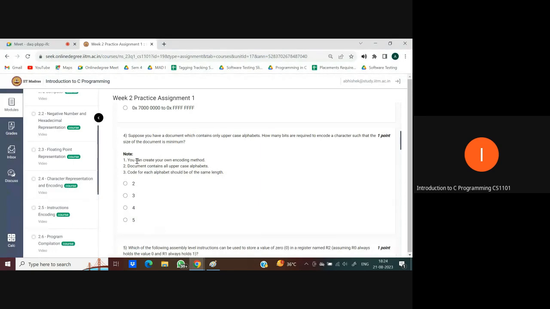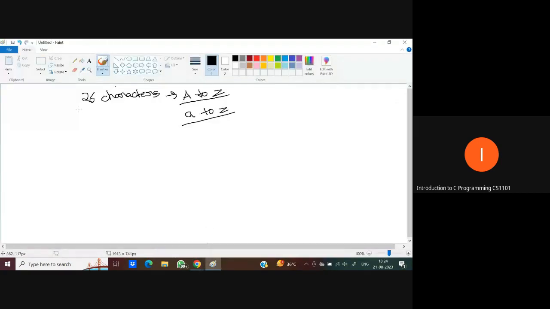Now, we are also given some notes here. You can create your own encoding method. The document contains all uppercase alphabets; this is already given in the question statement. The code for each alphabet should be of the same length. This is also an important instruction. So, can someone tell me how many bits you would require at minimum in order to encode all these 26 characters, because this is what we have in the document?